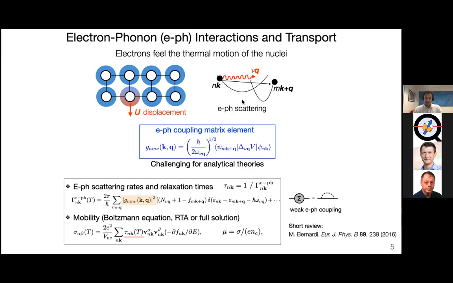The probability amplitude for each such scattering process is encoded in these electron-phonon coupling matrix elements, which are a central quantity in the theory. These coupling matrix elements are notoriously difficult to predict with analytical theories, where they're usually treated with crude approximations or even used as free parameters in the theory. However, using density functional theory and related methods, it's now possible to compute these scattering amplitudes with a high accuracy, and in particular, resolving them for different electronic states and phonon modes.